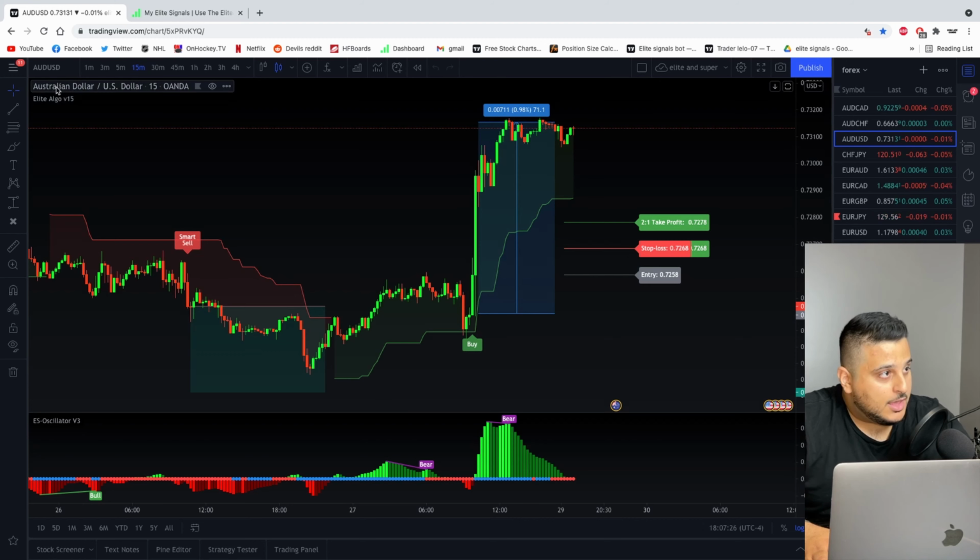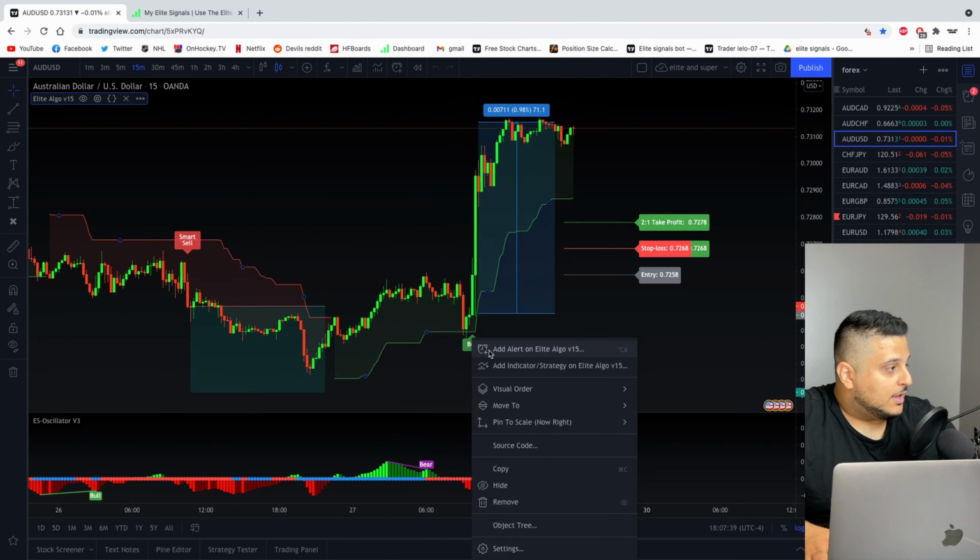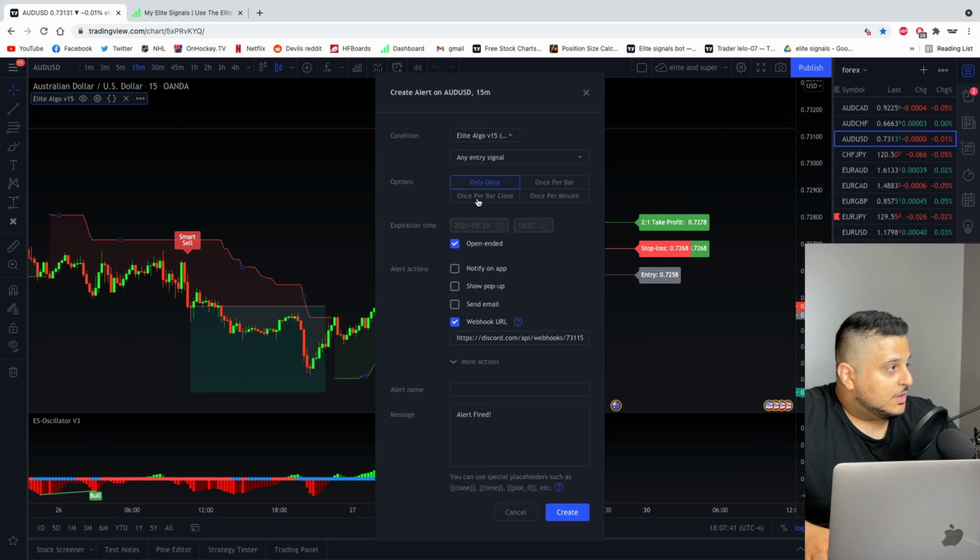So right now I'm on AUD USD, so Australian dollar versus the US dollar. And what I want to do is I just want to right click on any one of these signals here. So if I right click that and hit add alerts, it's going to pop up this. Over here, I'm just going to pick any entry signal, and I'm going to do once per bar close. And then what's going to happen is that it's going to alert me every single time that there's a sell signal straight to my app or email, whichever one you select over here, right, guys? So that way you guys can never miss a trade. It's super easy, very easy to use, and just hit create.